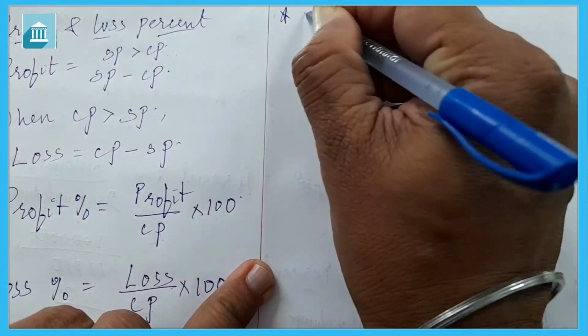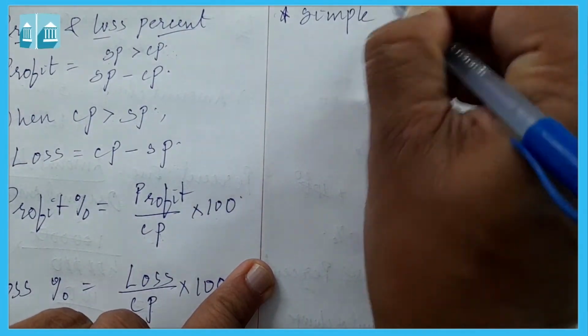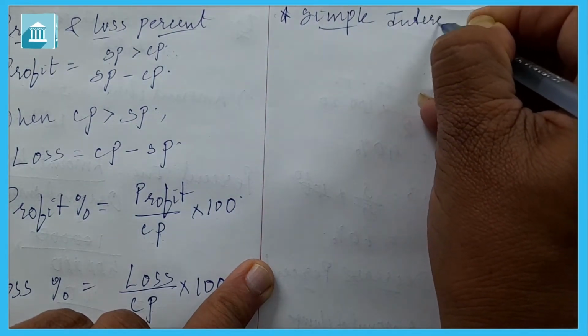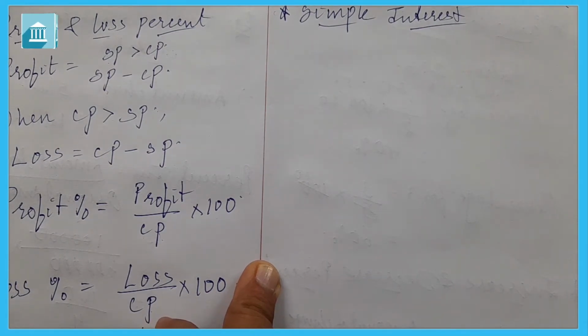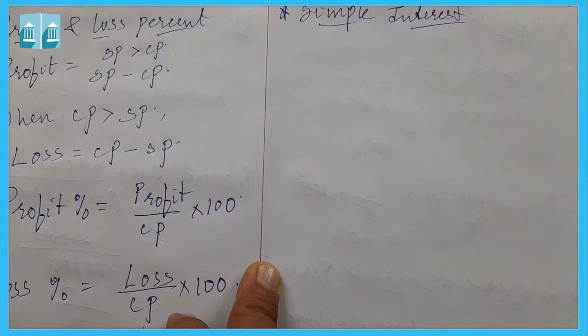Now let us see about simple interest. Now simple interest, all of you know what simple interest is. Simple interest is the extra amount given or taken by a borrower. For example, if you had taken a loan of rupees 1 lakh, then you have to pay more than rupees 1 lakh after the loan duration time. That extra amount is known as your simple interest.